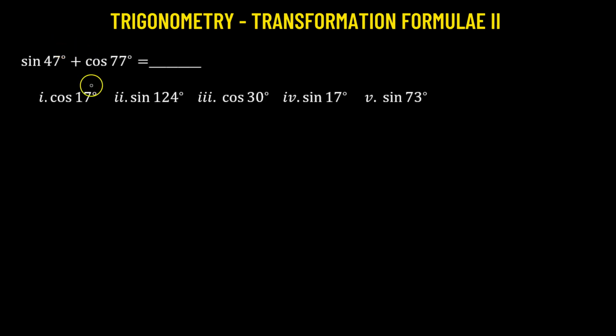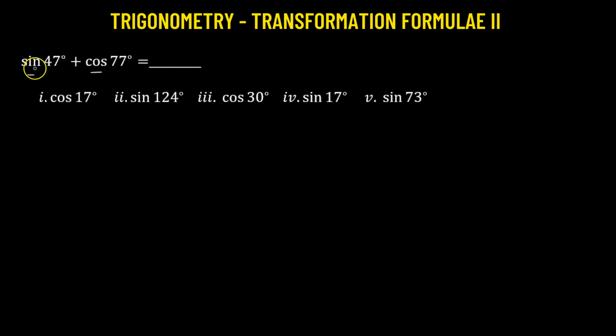So in this problem, we are given sine 47 degrees plus cosine 77 degrees. Let's try to find out the value. Now, in order to solve this problem, we'll need the help of the transformation formula. But the problem is, in order to apply the transformation formula, we need the two functions to be exactly the same. Meaning if one of them is sine, the other must also be a sine function, or if one of them is cosine, the other must be cosine as well. But that's not a big issue here.